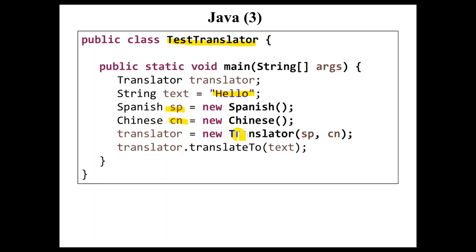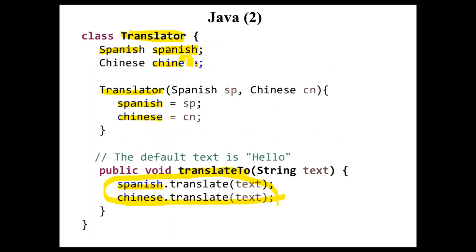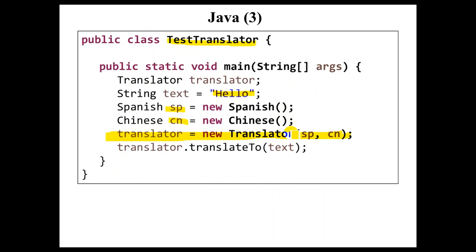Now you can see that I am going to initialize the two objects, the Spanish object and the Chinese object, by this translator call. And finally you are calling the translate to method, and you are getting the translation in Spanish and in Chinese. Okay, so this way the example works.